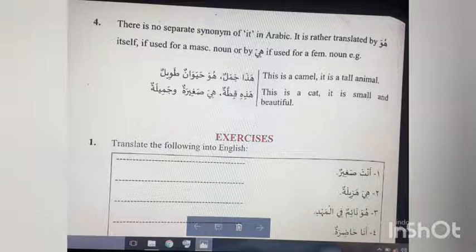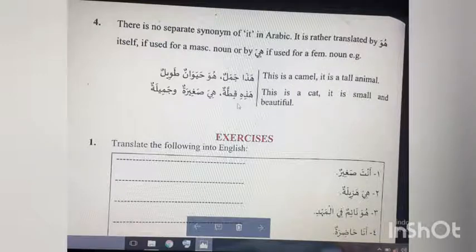In English, for animals, irrational things, we use it. But in Arabic, we don't have a separate pronoun for these irrational things. So we use the same as we use for rational things. So huwa is used for masculine third person singular, and the same is used for an irrational noun. Jamal is an irrational noun, so we use huwa, "حيوان طويل".